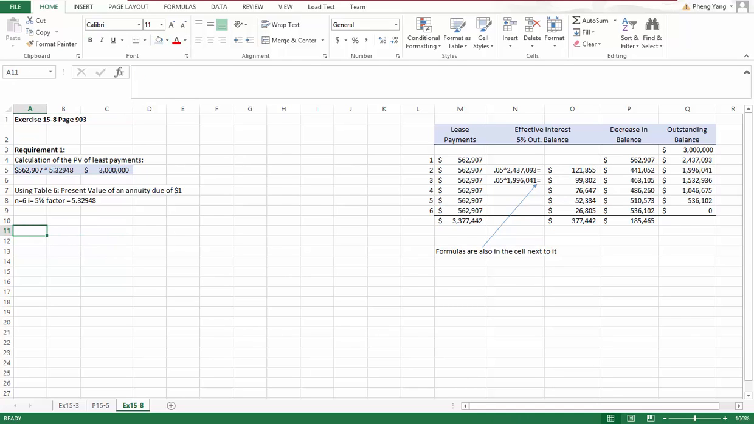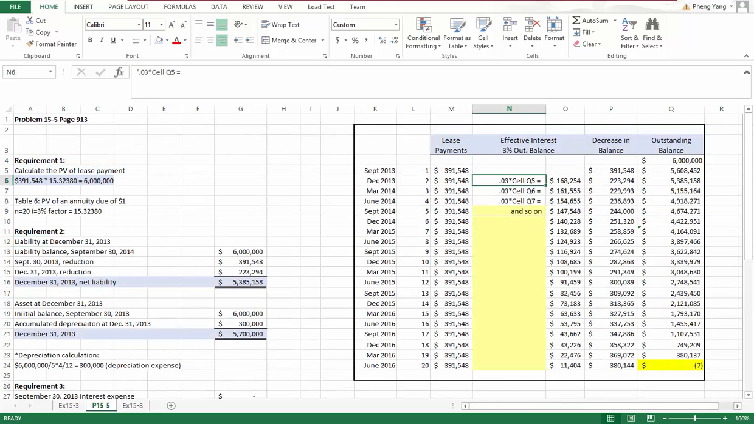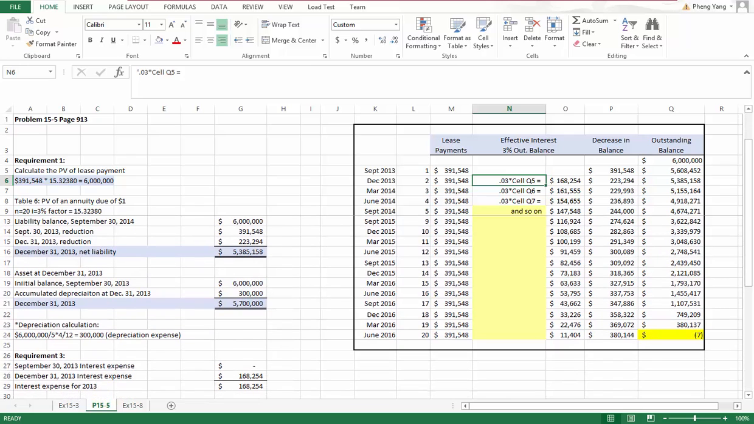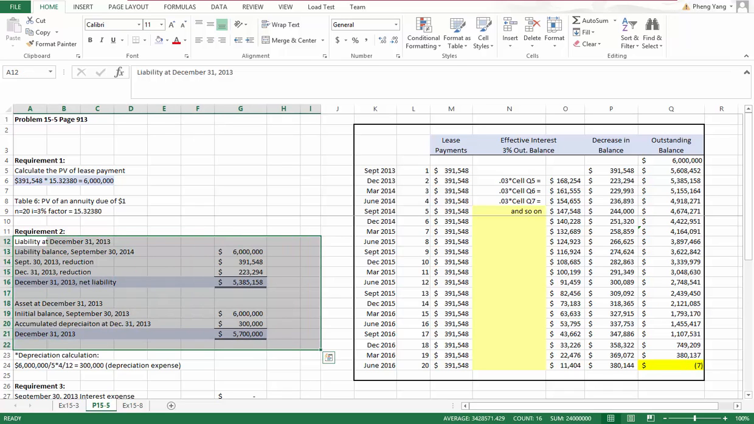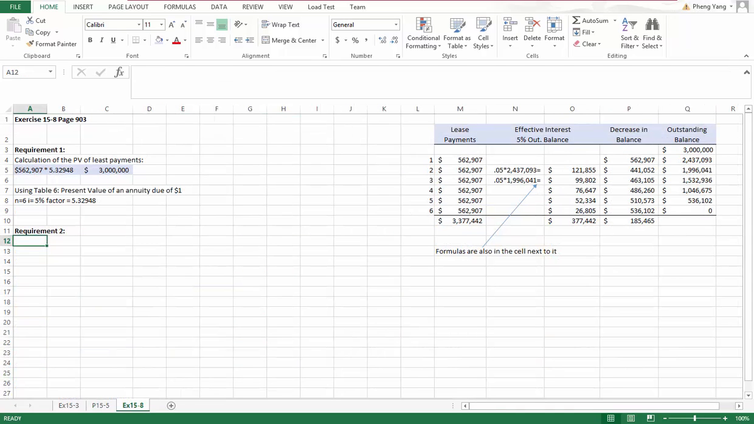Okay, requirement 2. What pre-tax amounts related to the lease would Georgia Atlantic report on its balance sheet at December 31st, 2013? Remember in the balance sheet, we're going to report a liability and an asset. Like the previous problem, problem 15-5, I showed you that, so we're going to do that over using this amortization table.